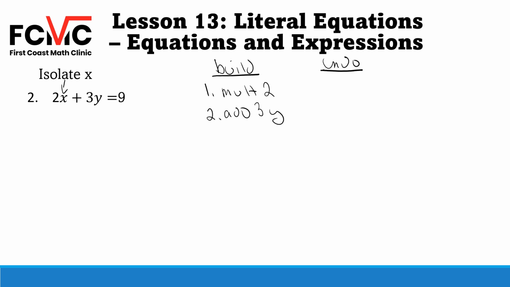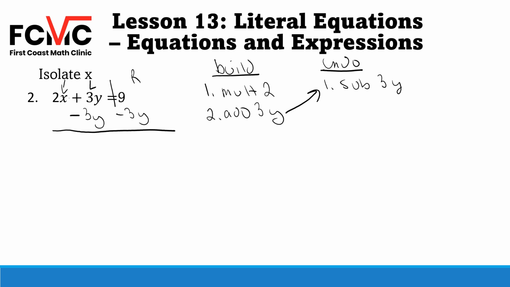So my undo, how do I undo adding 3y? Well, let's subtract 3y. So let's start there. So minus 3y, because remember I want to get the x by itself and move everything that's on the left side that is not x from the left side to the right side. Okay?